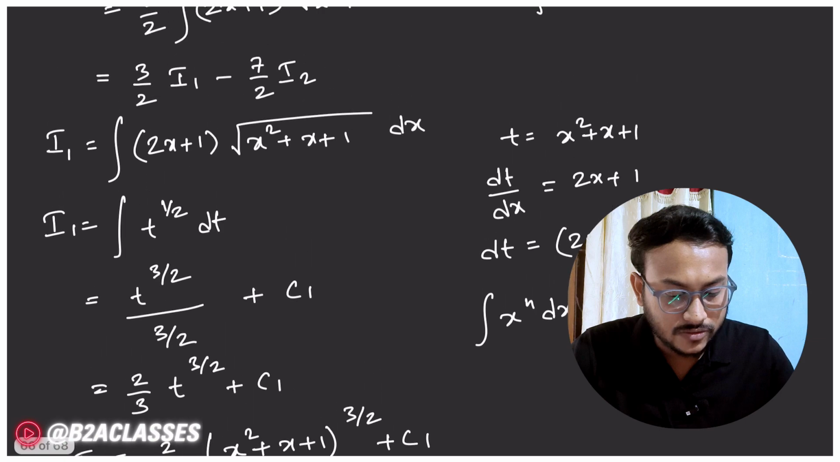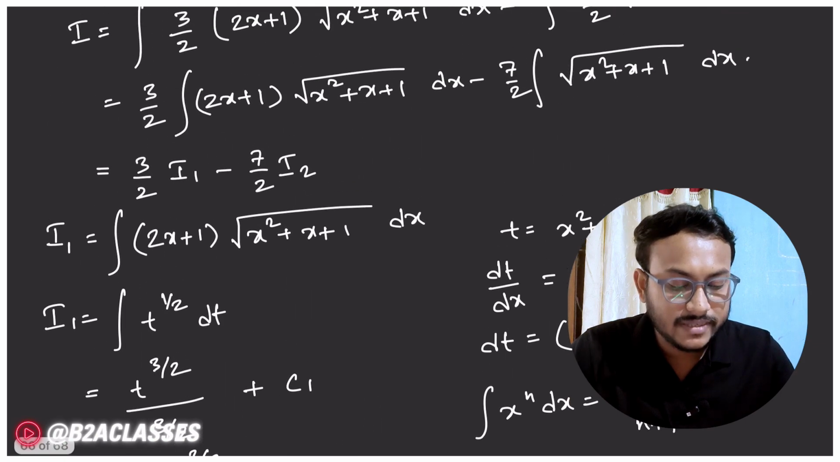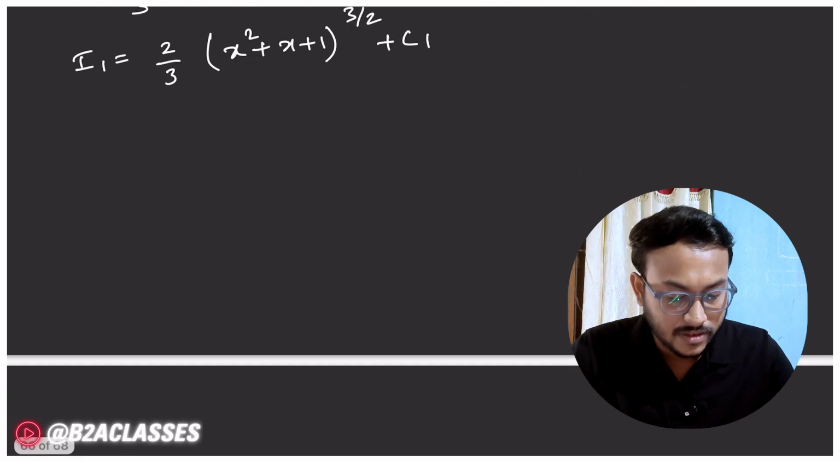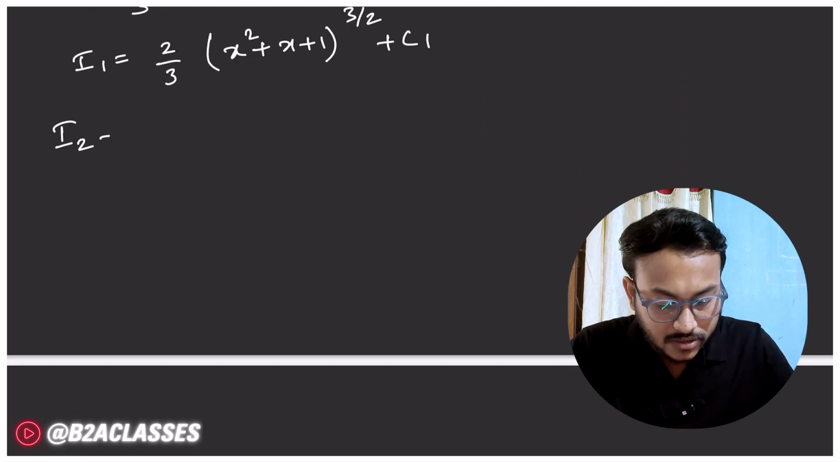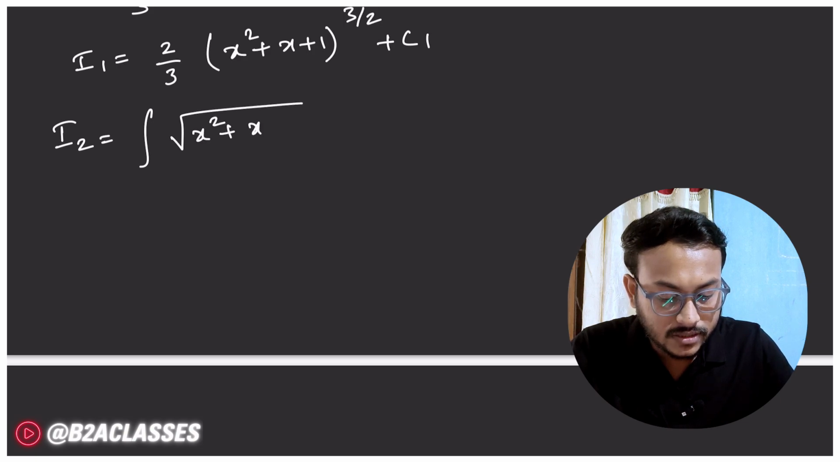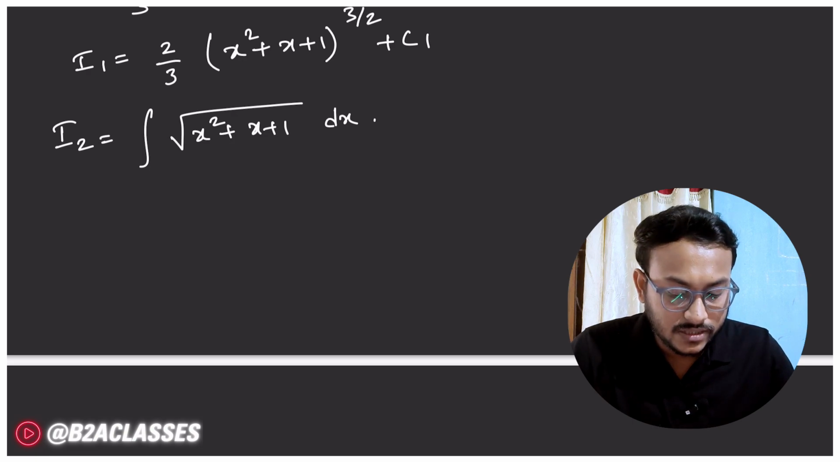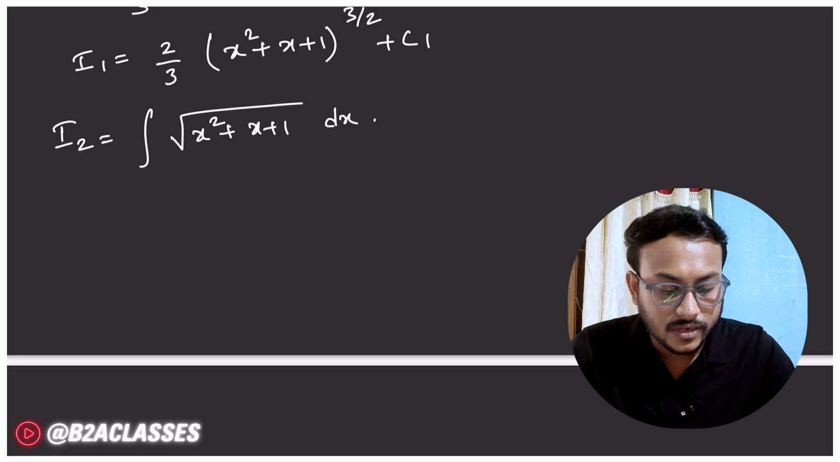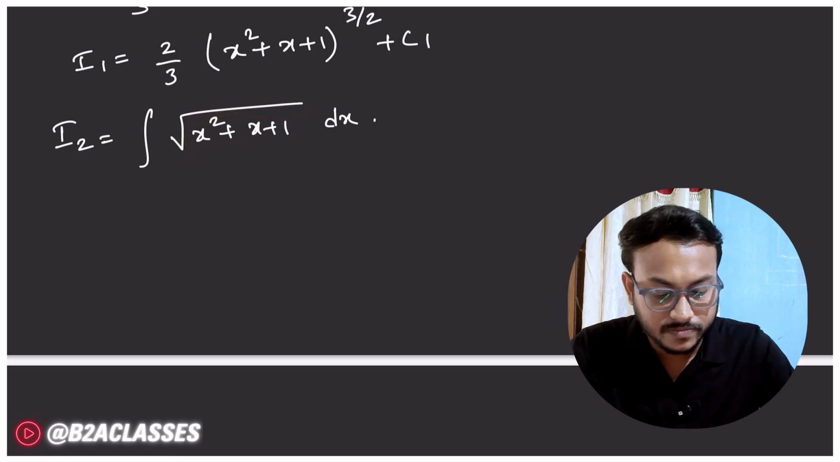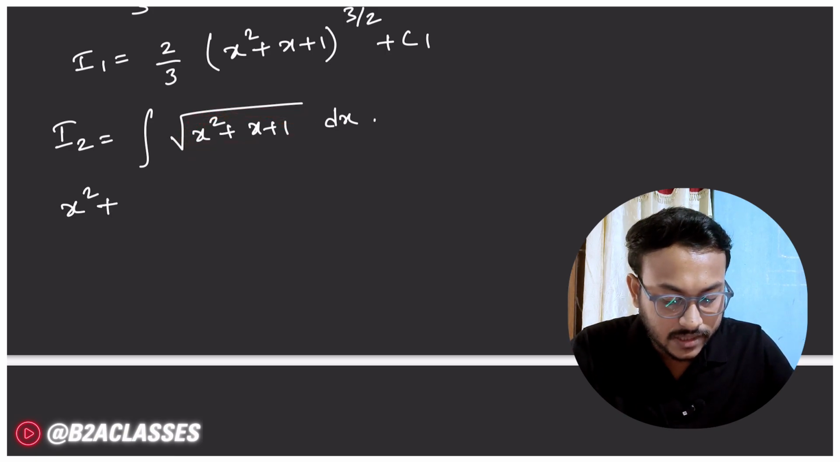Now we have to solve I2. And what is I2? I2 is basically the integral of root over x square plus x plus 1. So let me write I2. I2 is the integration of root over x square plus x plus 1. Now to solve this integral, we have to use the completing the square method, and we have to apply the completing the square method in this quadratic expression. The quadratic expression is x square plus x plus 1.